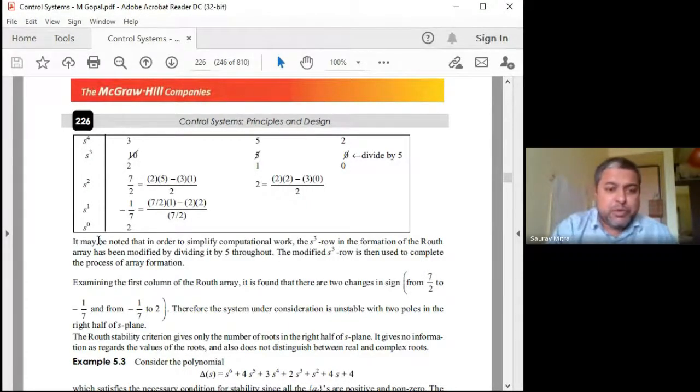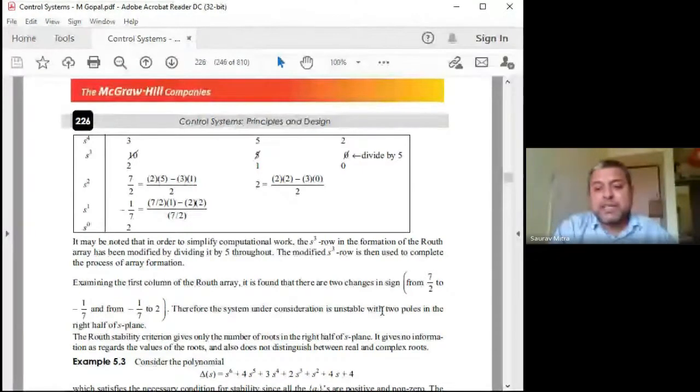It is written here. It may be noted that in order to simplify the computational work, the S cube row is divided by 5. This modifies the row 2 to 1. Examining the first column of the Routh array, it is found that there are 2 sign changes. What are the 2 sign changes? From 7 by 2 to minus 1 by 7, this is one sign change, and another from minus 1 by 7 to 2. So it is found that there are 2 sign changes.